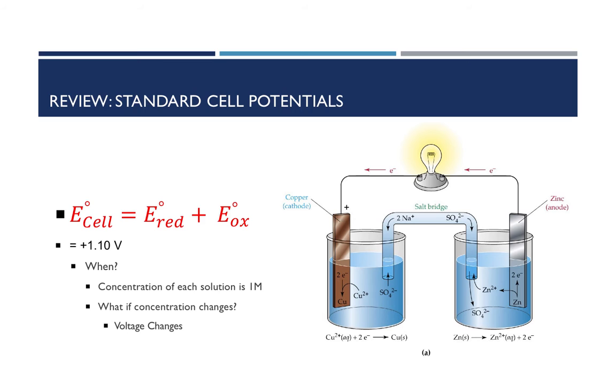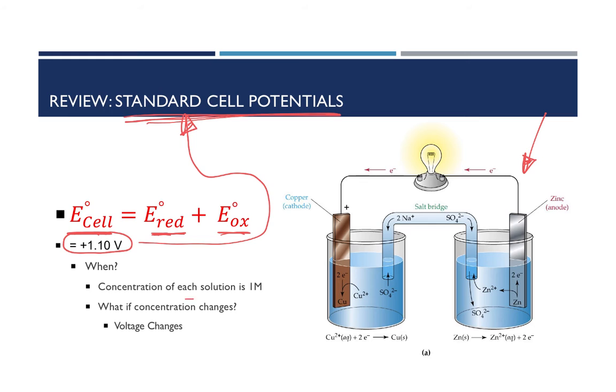Well, to answer that question, we need to start by reviewing what we've learned a few days ago. If we start by talking about standard cell potentials, we learned how to calculate the cell potential of a voltaic cell reaction by taking the reduction potential and the oxidation potential and adding those together. For this particular cell that we did the other day, we figured out that that was 1.10 volts. It is a standard cell potential, so it's when things are standard. That means it's the voltage that we have when each solution is 1 molar in the cell.